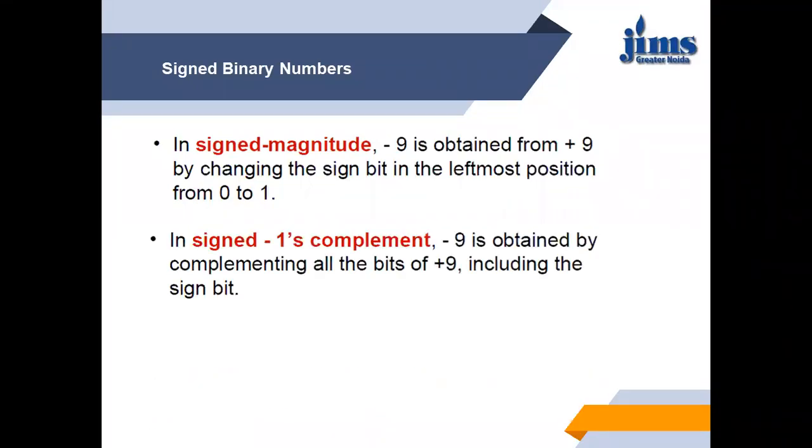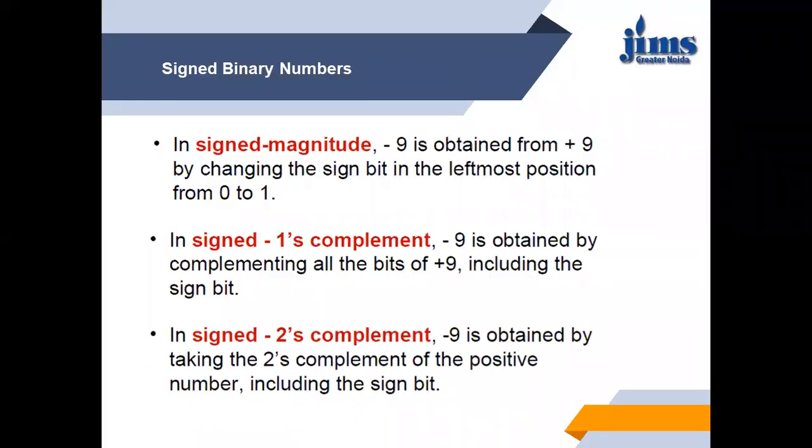Or in signed 1's complement, a negative number is obtained by complementing all the bits of +9, including the sign bit. We take the 1's complement of the 8-bit string, and it will represent its negative value. Because when we take the 1's complement, the leftmost bit, the sign bit, which was 0 initially, will automatically be 1. Now in signed 2's complement, -9 is obtained by taking the 2's complement of the positive number, including the sign bit, as we have done in the previous example.